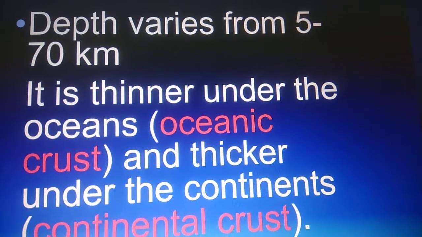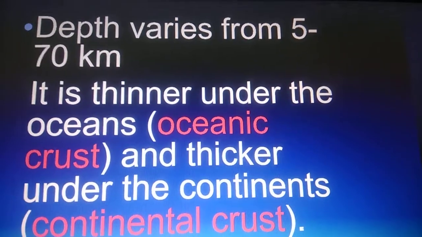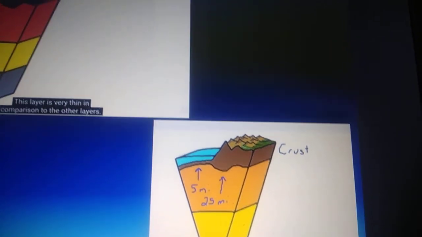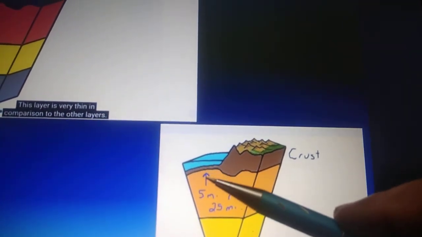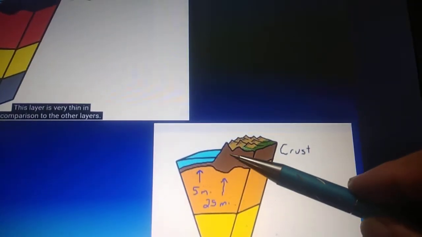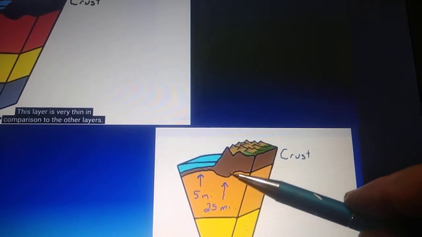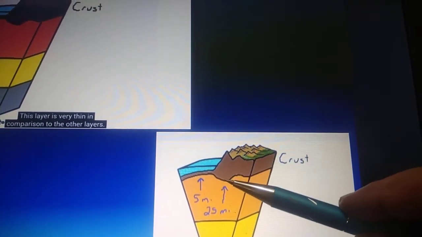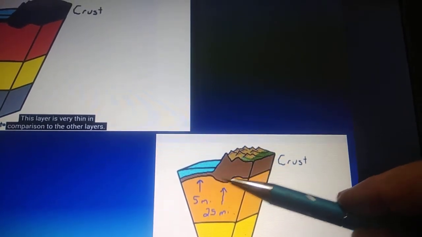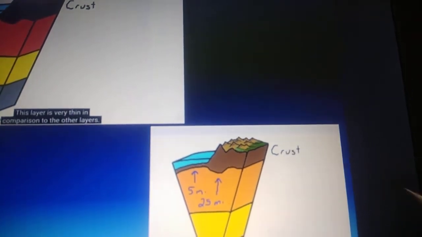Children, the crust is thinner under the ocean and thicker under the continents. As I told you, it is only 5 kilometers thick under the ocean and about 35 kilometers under the continents. Okay, so in total we have around 40 kilometers of crust on our earth, which is the outermost, thinnest solid layer of the earth.